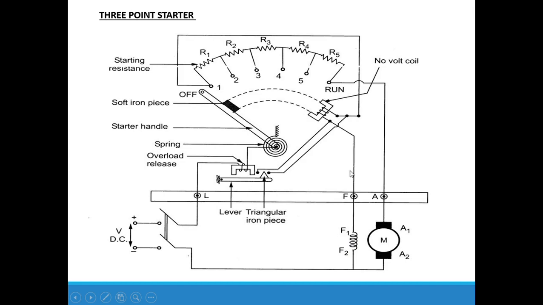When the handle is in on position, or run position, the no volt coil is magnetized and attracts the soft iron piece and keeps the handle in on position against spring tension. In case of failure or disconnection of supply or break in the field circuit, the NVR coil is de-energized, thereby releasing the arm which is pulled back by the spring to the off position.